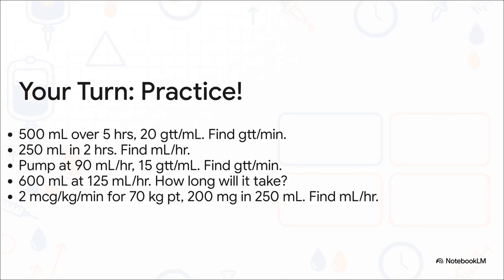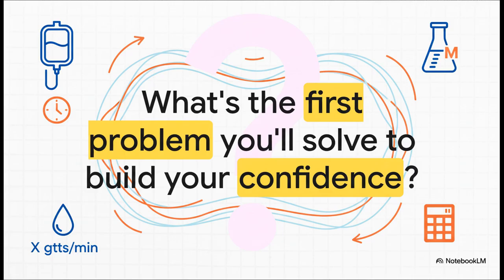Great job today. You now have the essential formulas, the shortcuts, and the problem-solving steps you need to confidently handle any IV flow rate question on the PTCB exam. But don't stop here. The real learning happens when you do it yourself. So grab a notebook and try these practice problems right now. Put those skills we just built to the test. You've totally mastered the steps. The only thing left is building that muscle memory through practice.